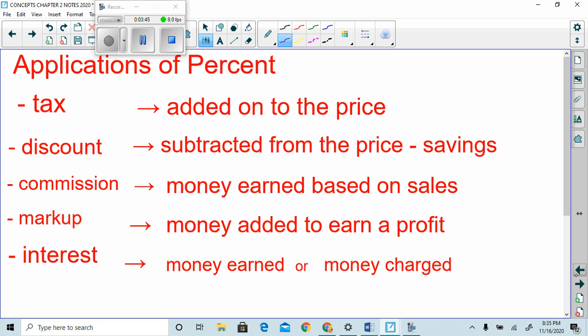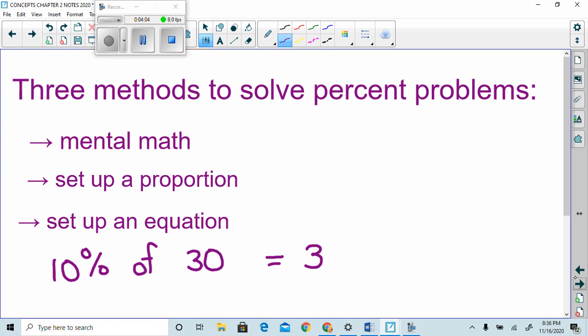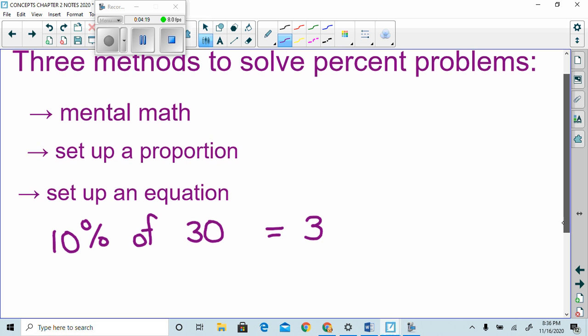Percent applications. We find percent in a lot of different places in everyday life, from paying our taxes to receiving a discount to earning a commission, earning interest, and so many other areas. We're going to take a look at a couple of these applications, but before we do, let's talk a little bit about the different methods there are to solve percent problems. We can use mental math. We can set up a proportion, which we're very good at, and we can also set up a percent equation.